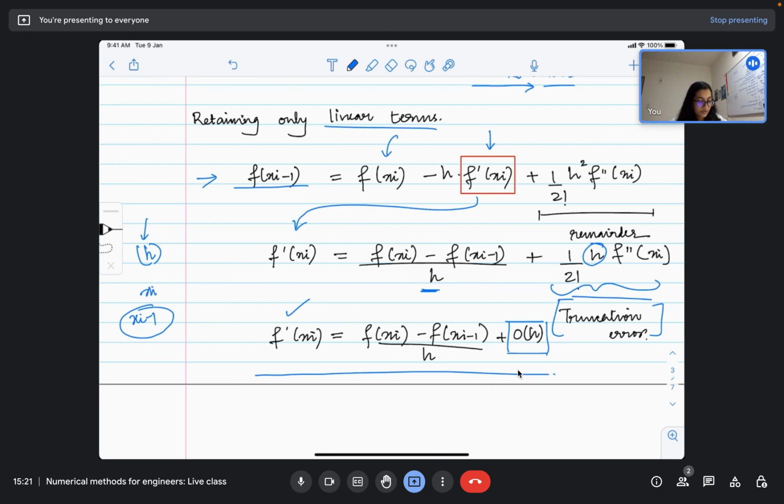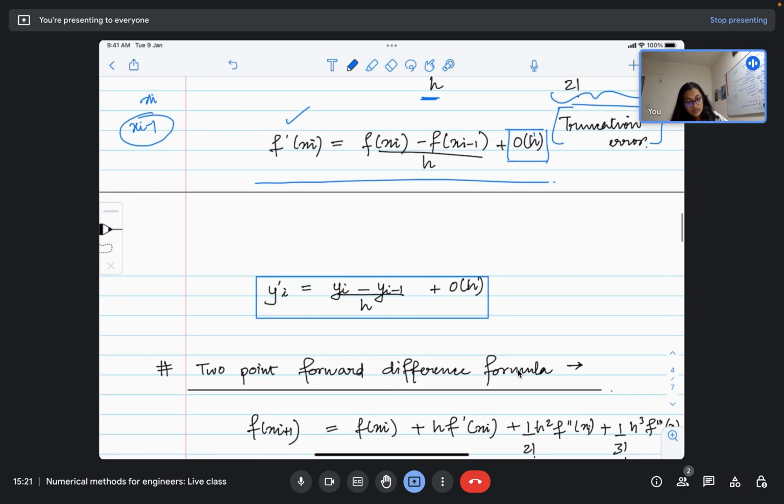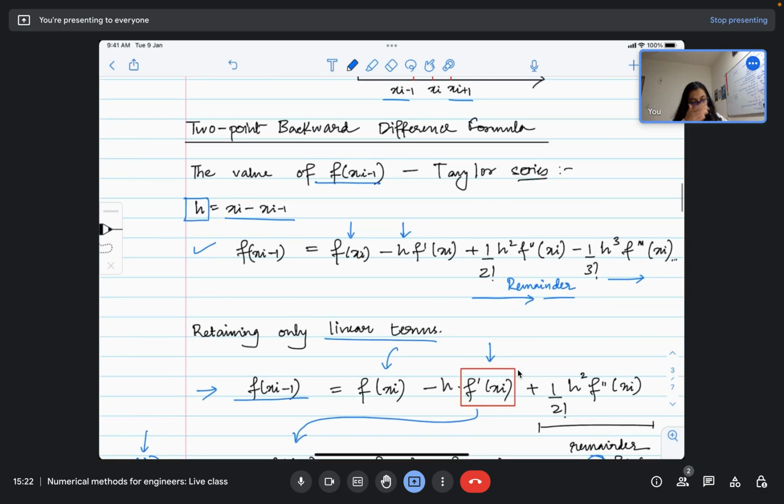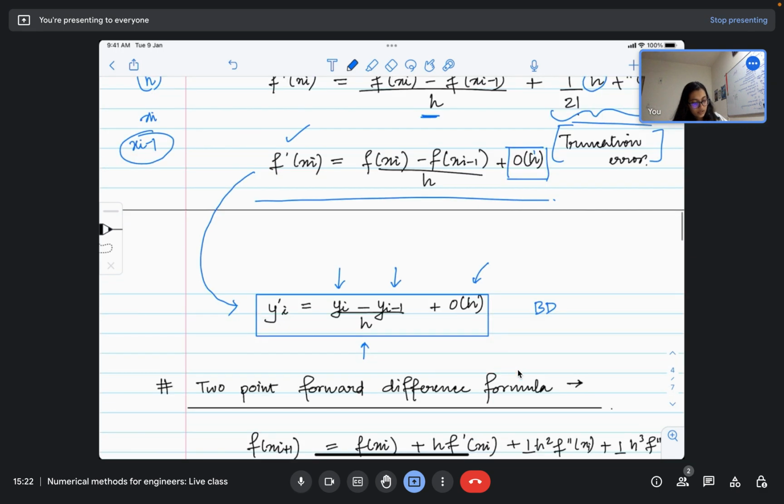Okay, h to the power 1. Let's keep it like that. So simplifying it further, we get that f dash of x can be written as y dash is equal to yi, that is the point at which we want to approximate the derivative, minus the previous point divided by the difference that we had chosen plus the truncation error. Okay, so this is how we arrive at the formula for the 2-point backward difference formula. Okay.